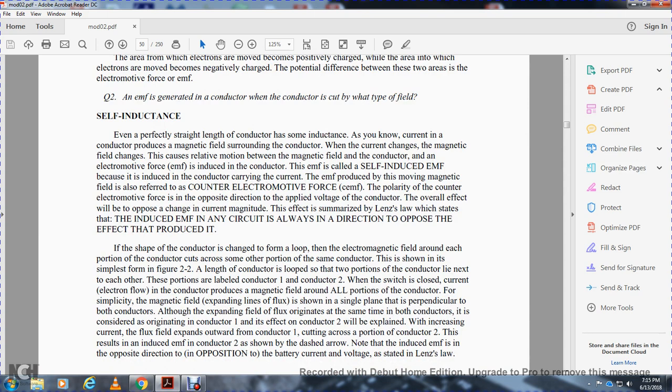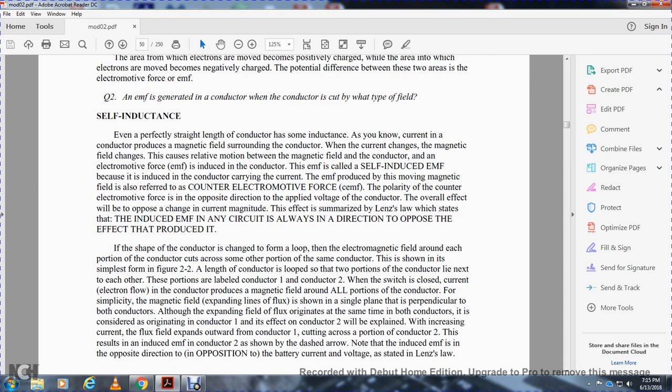Self-inductance. Every conductor, even a perfectly straight one, has some inductance. As you know, the current in the conductor produces a magnetic field surrounding the conductor. When the current changes, the magnetic field changes, which causes relative motion between the magnetic field and the conductor, and an electromotive force, EMF, is induced in the conductor. This EMF is called a self-induced EMF, and it is induced in the conductor carrying the current.